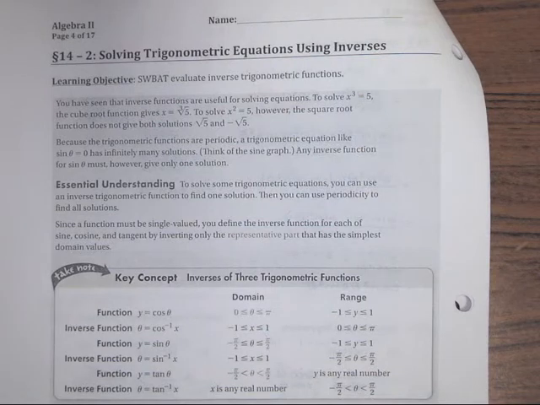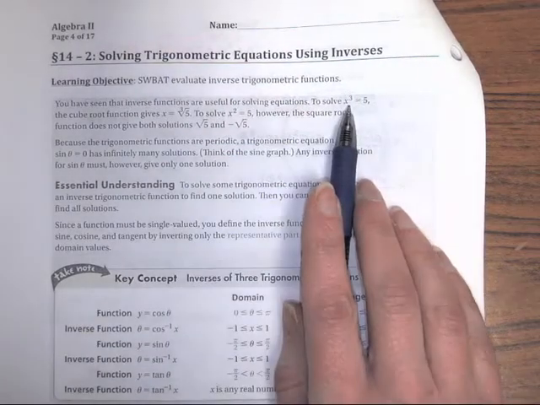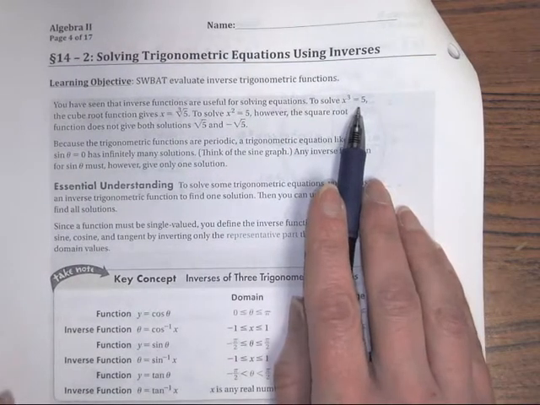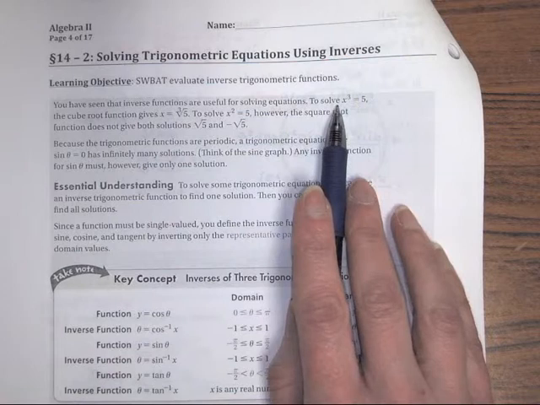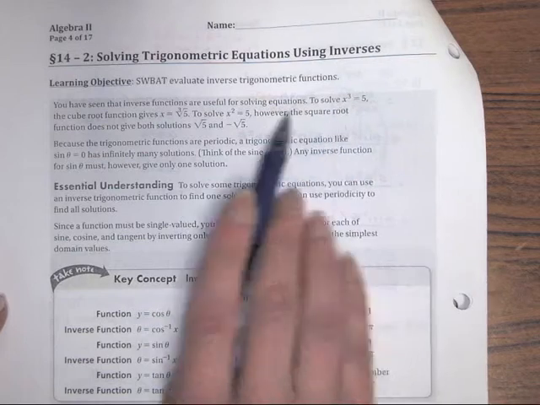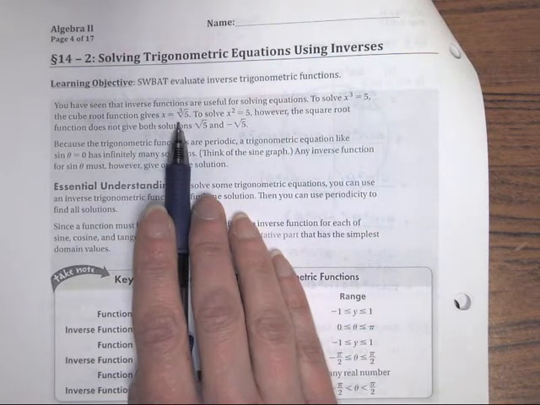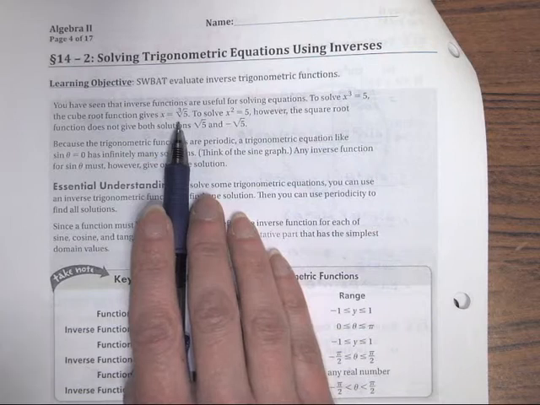So recall situations such as this where we have x cubed equals 5. This is a cubic function. And recall that the way that we solved this is we took the cube root of both sides, which would give us x equals the cube root of 5. So the cube root functions are inverses of the cubic functions.